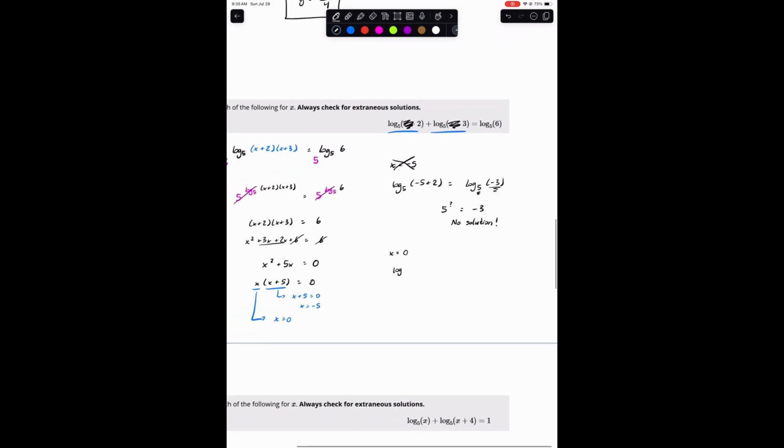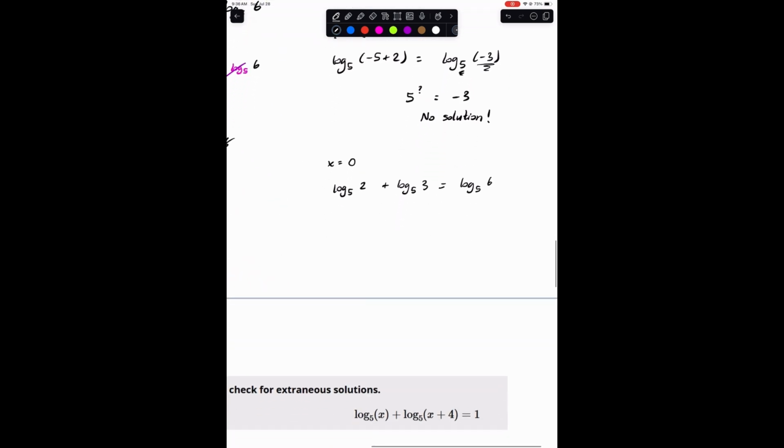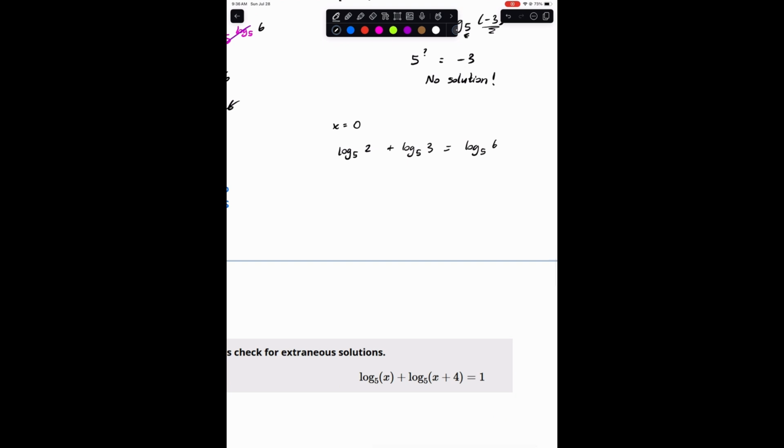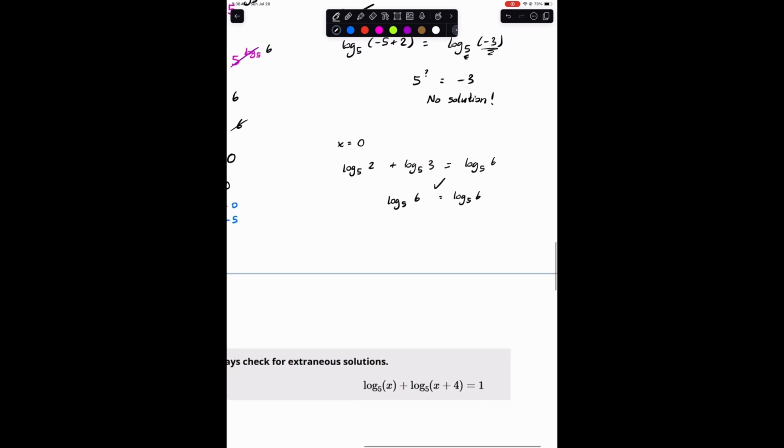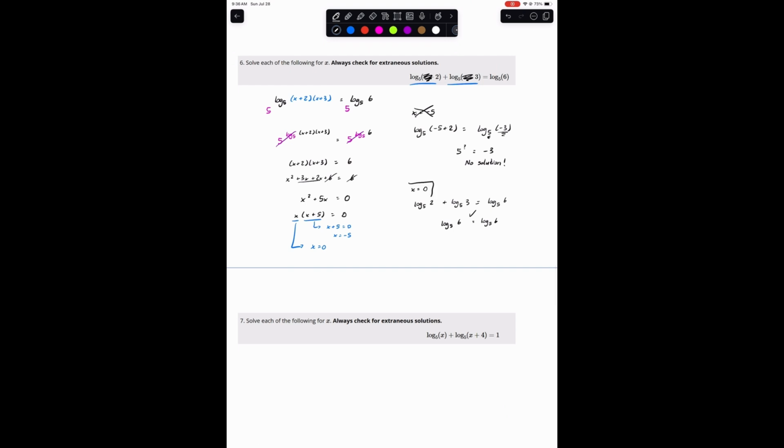And we have log base 5 of 2 plus log base 5 of 3 equals log base 5 of 6. We can use our multiplication rules. Log base 5 of 2 times 3 is 6, equals log base 5 of 6. These are the same, and we're good to go. And that means my answer is x equals 0.